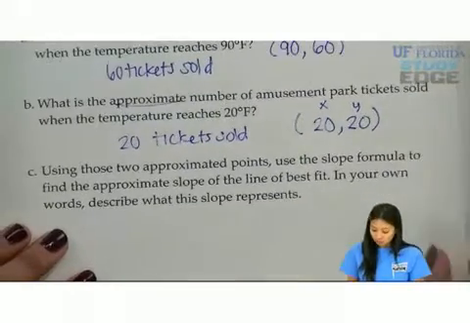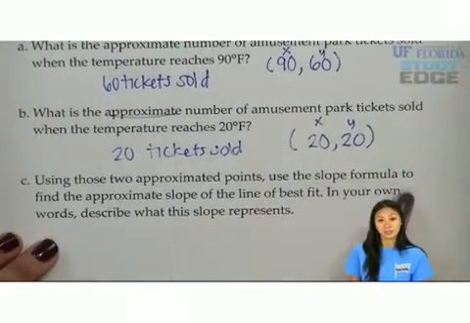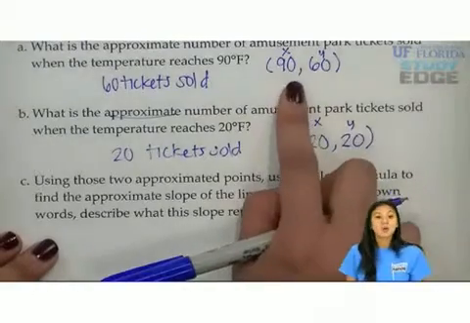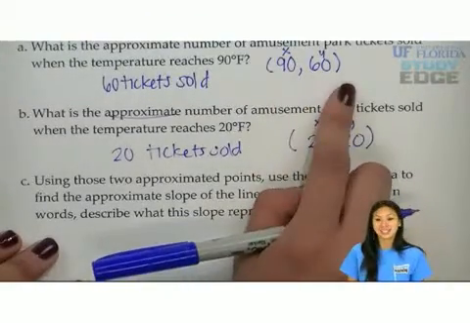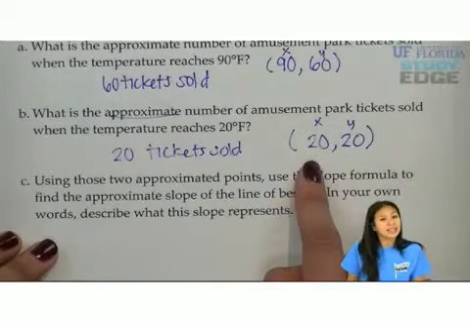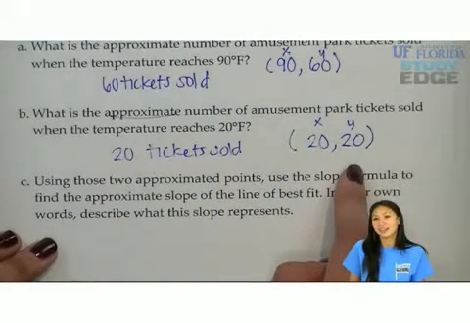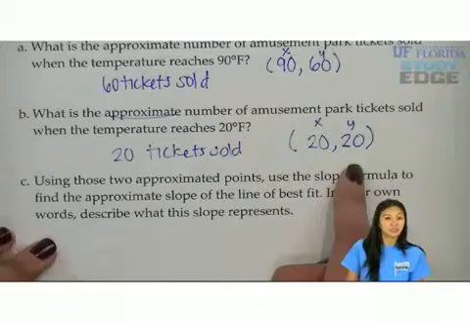All right. So let's find the slope. I have 2 points. Remember, I have 2 relationships. It's showing that when it's 90 degrees out, they sold 60 tickets. When it's 20 degrees out, they only sold 20 tickets. And I don't know who those 20 people are, but they're very brave.